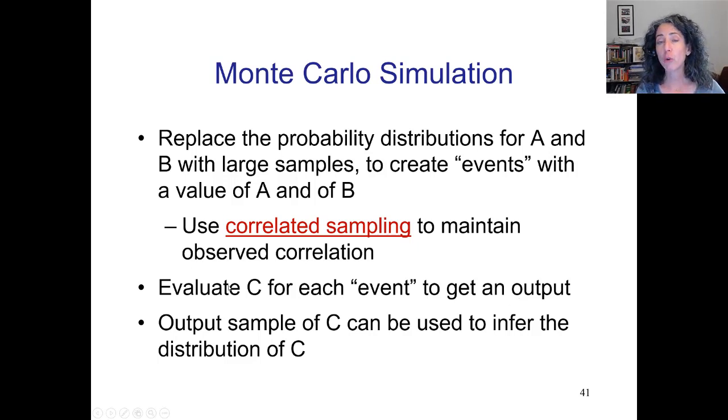Then we're going to evaluate our variable C for each event, which is a value of both A and B. So we'll do some kind of modeling, right, to get the response of variable C given A and B. And we'll end with an output sample of C from which we can infer the probability distribution of C.